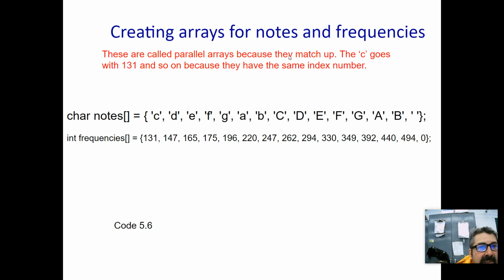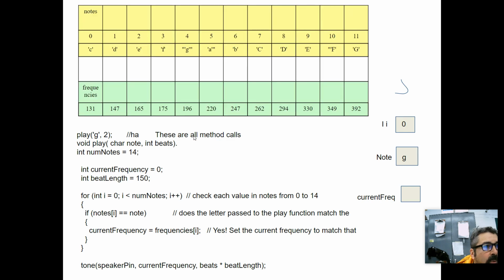These are called parallel arrays because they match up. The C goes with 131. So when I'm playing the C note, its frequency is 131, right? And these go together, these go together, these go together. And that works really well because C's name is notes[0]. So like I was saying, C's index number is 0, and 131's index is also 0. So they go together and they have the same index number. Okay, so notes[1], D, goes with frequency[1]. So D goes with 147.